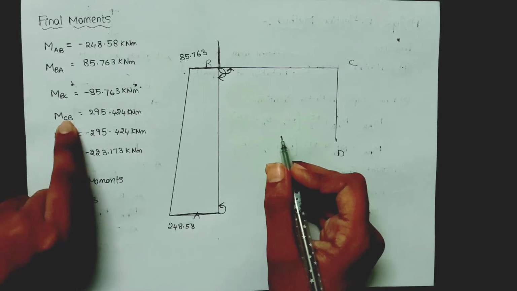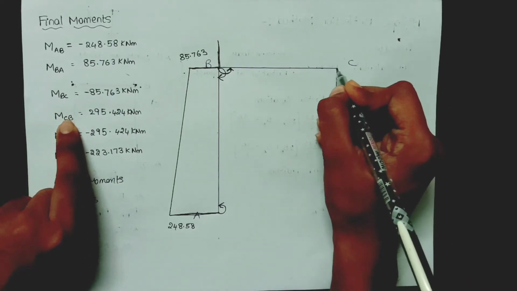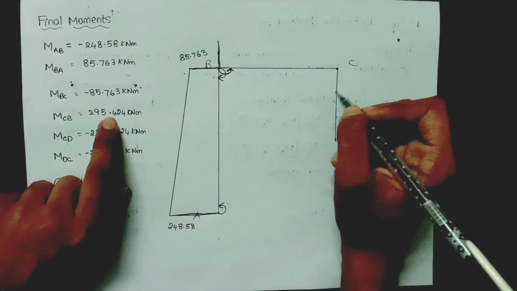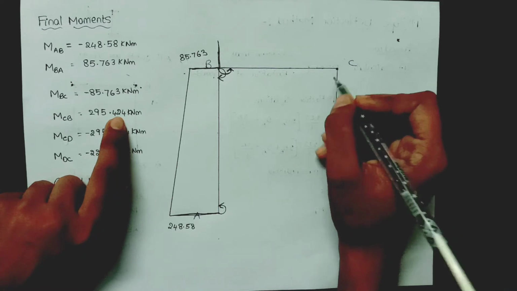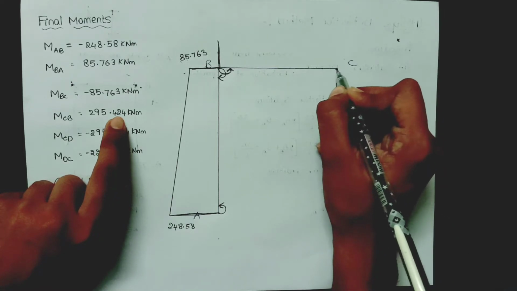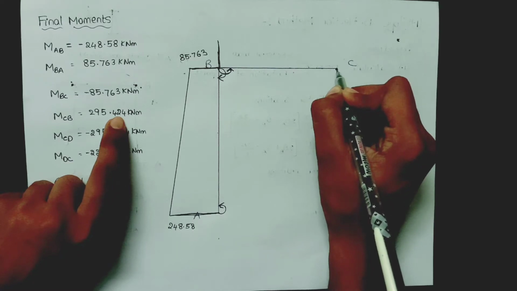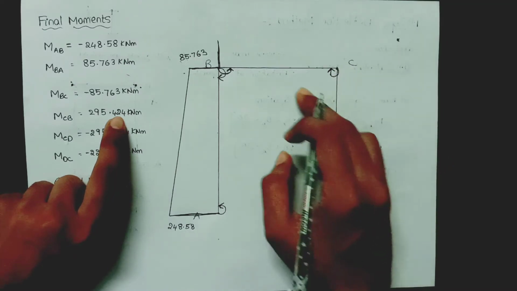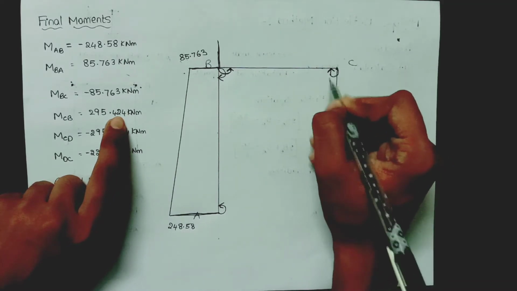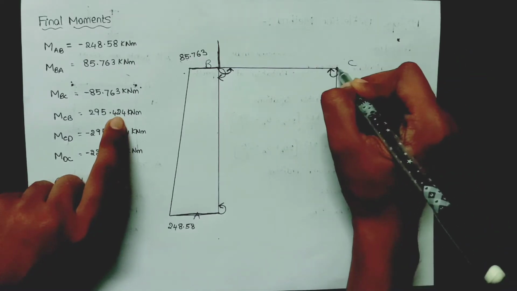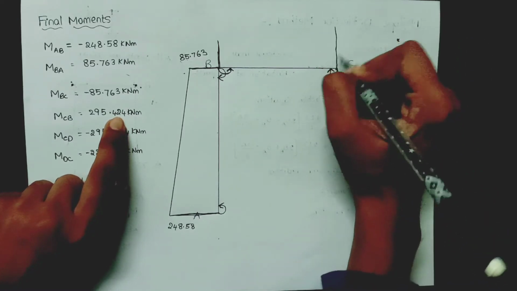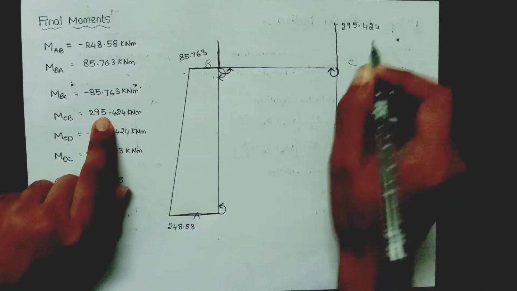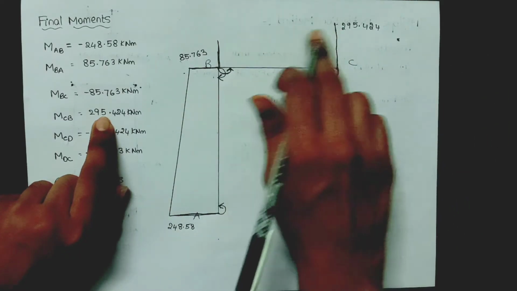Now for the member CB, place the pen here on the joint C. The magnitude is 295.424, which means it is a positive value. Now from this joint, move in the clockwise direction, that means in this manner. This is the clockwise direction. The arrow is indicating the upward direction, so I have to draw one line in the upward direction of magnitude 295.424. Now I have to join these two lines.